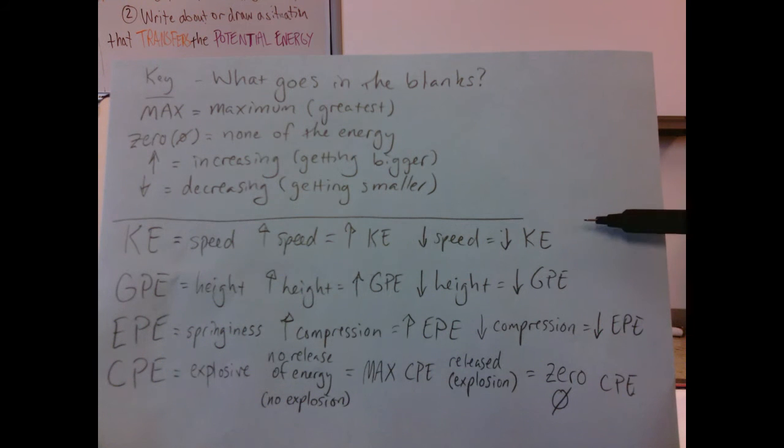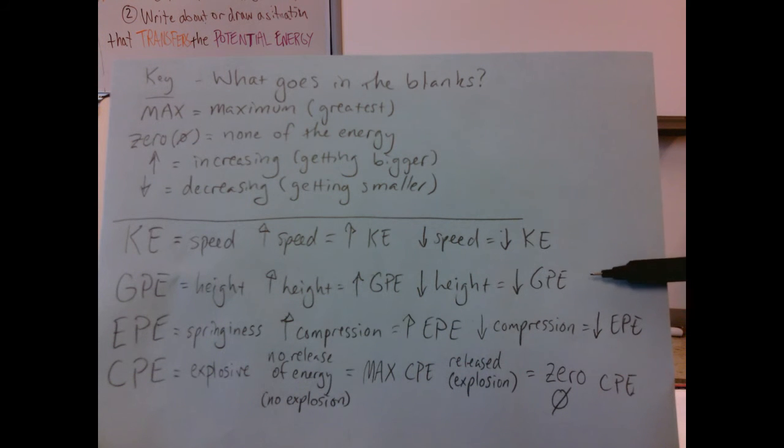So for example, starting with kinetic energy. Kinetic energy is all about speed. When speed increases, kinetic energy increases. When speed decreases, kinetic energy decreases. Now moving on to the forms of stored energy. Kinetic energy is the energy of motion. These are ways in which energy can be stored.